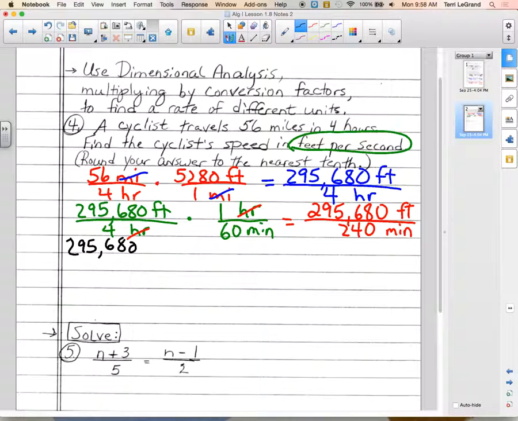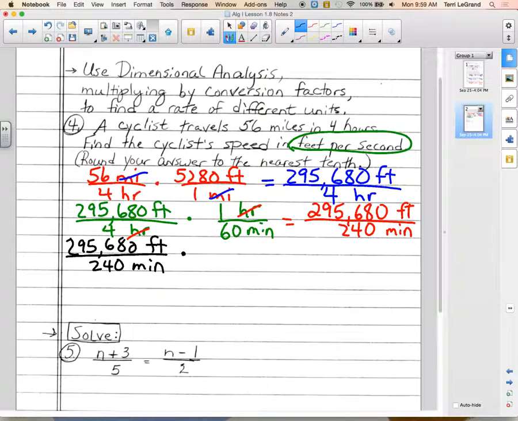295,680. Now, in your homework, you don't have to stop and keep doing it on every line like we are, but in your notes you want to be able to follow what we were actually doing. But I do need to see the conversion factors. I don't want to just see multiplying and dividing. If you want to make it one big long multiplication problem, you can, without those stops in between like we're making.